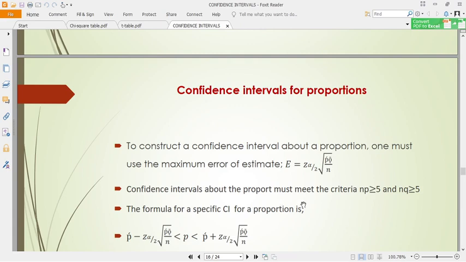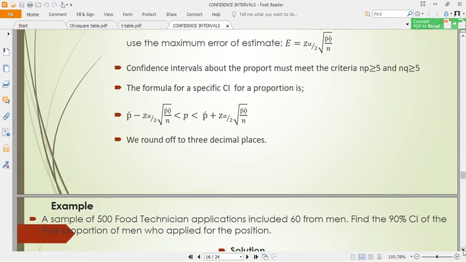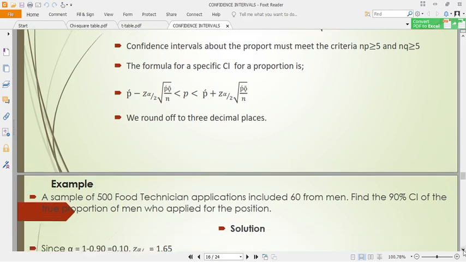Confidence intervals about the proportion must meet the criteria that when we multiply n times the probability, it should be greater or equal to 5, and then nq should also be greater or equal to 5. So the formula for confidence interval is now this. We go back to our Z alpha over 2, then we can get P hat and Q hat. So now this becomes our error of estimate, and we always round off to 3 decimal places.